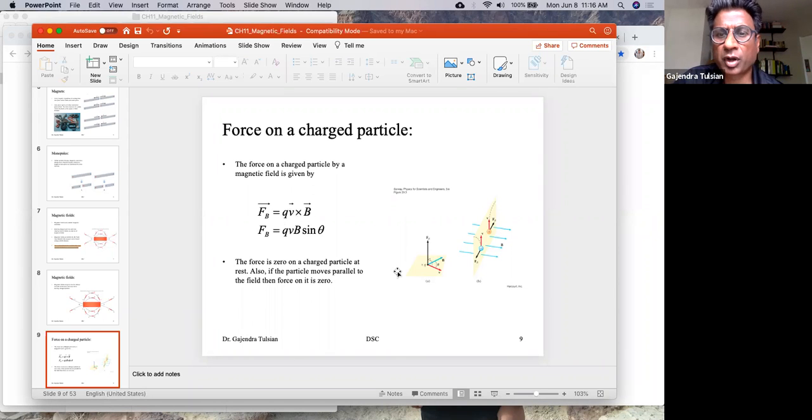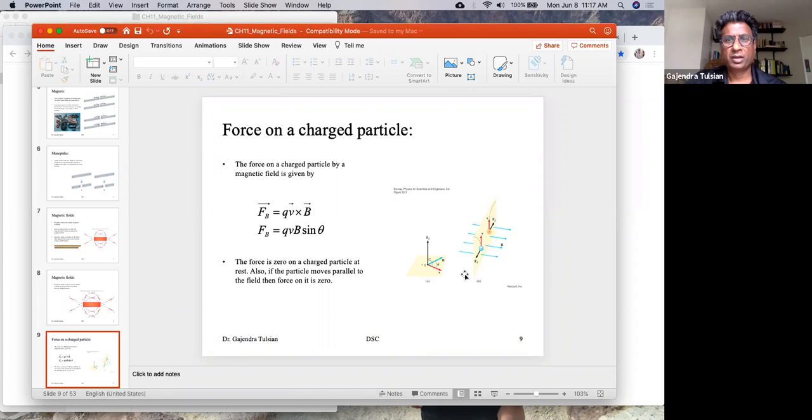So it's a cross product. Okay, so if the charged particle were moving in this direction and the magnetic field were in that direction, the force would be in this direction. Okay. So the force is zero on the charged particle at rest. If v were zero, the force would be zero. And if the particle moves parallel to the field, then the force is zero. So if v was parallel to B, then the cross product is zero. And if v was anti-parallel to B, then the cross product is zero as well.